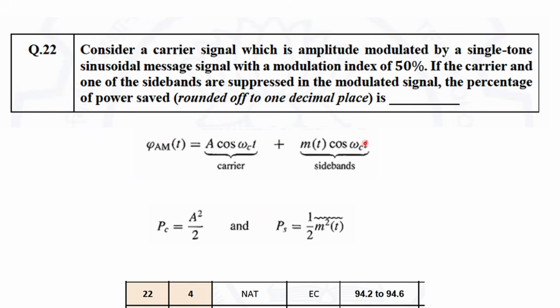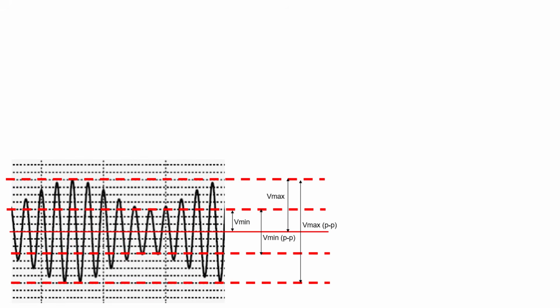So we'll see, and as per the answer key provided, the answer falls between 94.2 and 94.6, right? So let's see. Here are some details about the modulation index.